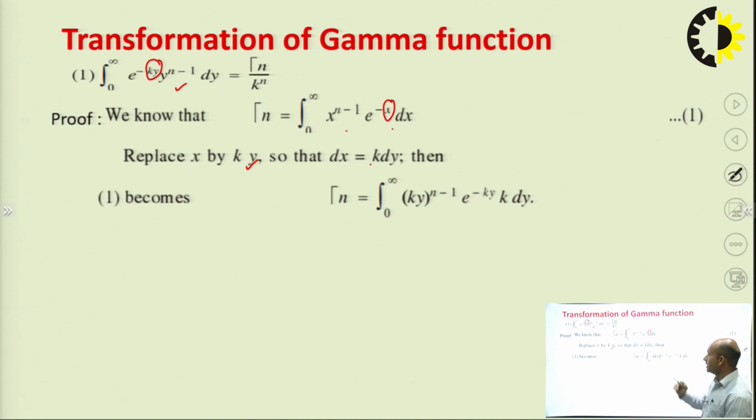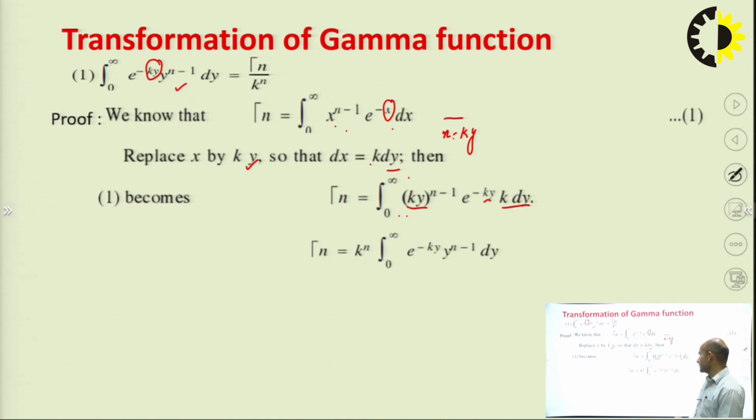So the given integration is this integration actually. This integration will be gamma n equals 0 to infinity integration, then x is ky here, and e raised to minus ky, and dx is actually k dy, and limits are the same here. Since we have x equals ky, if x is 0, then y is also 0. If x is infinite, then y is also infinite. So limits will be 0 to infinity here.